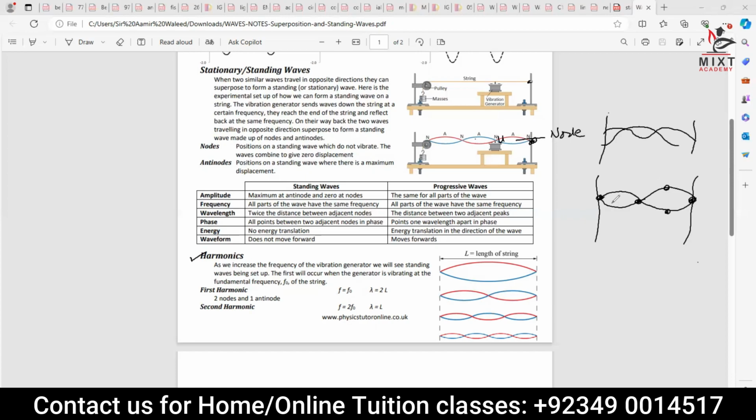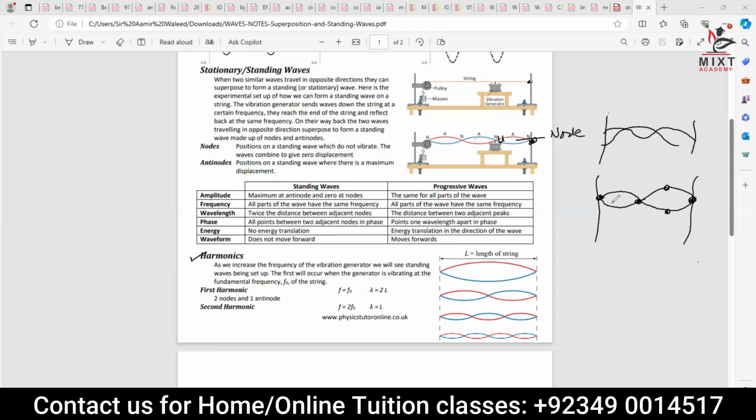Definitely, at this point we got destructive superposition for the time being, because I will come to interference when it comes. By the way, this is also called interference as well. But as far as stationary and standing waves are concerned, we will use the word superposition. All right.